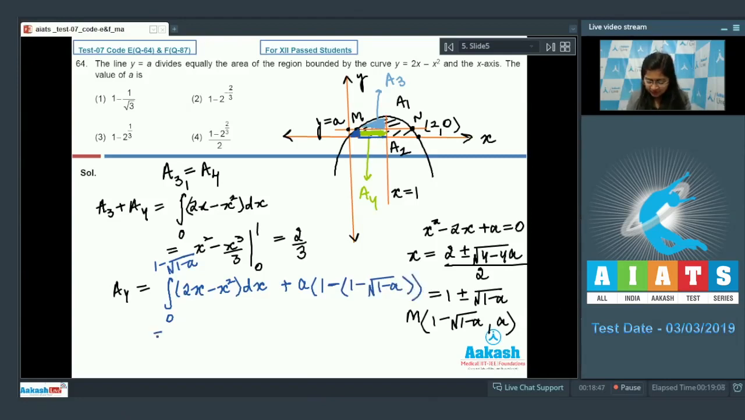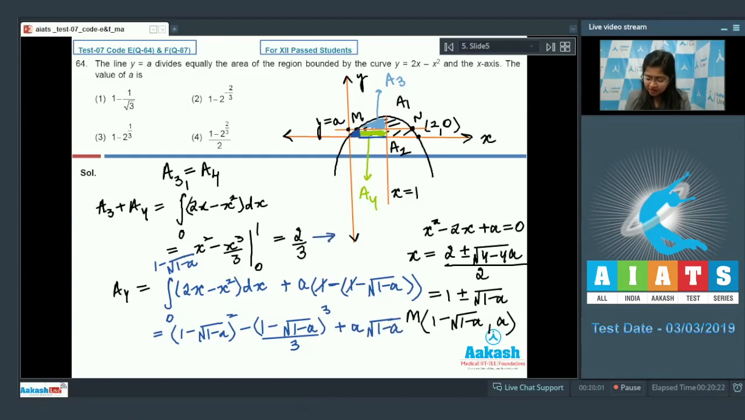Right? So solving this further, its integral gives us x square minus x cube by 3. So we will get (1 minus under root 1 minus a) whole square, minus (1 minus under root 1 minus a) upon 3, and here we have its cube. So 1 and minus 1 will get cancelled. So this will be equal to plus a into under root of 1 minus a.